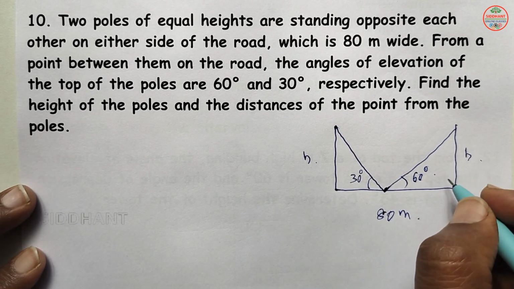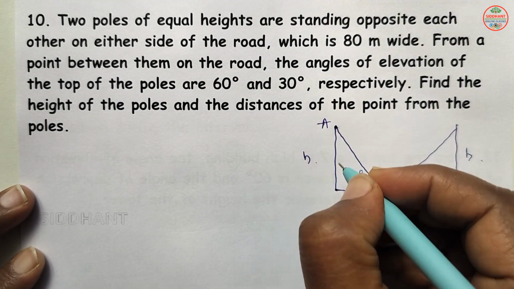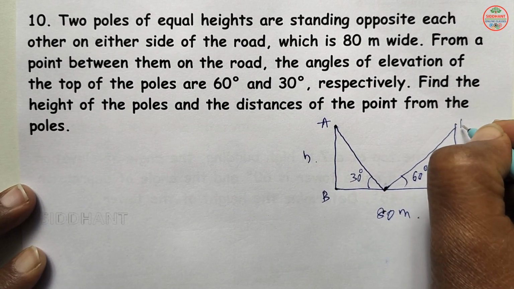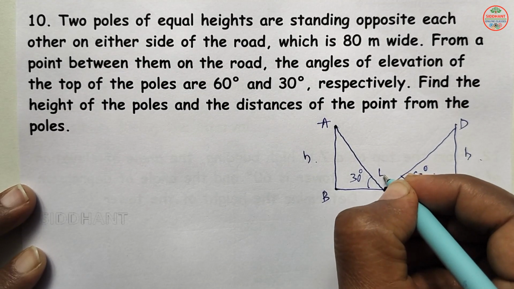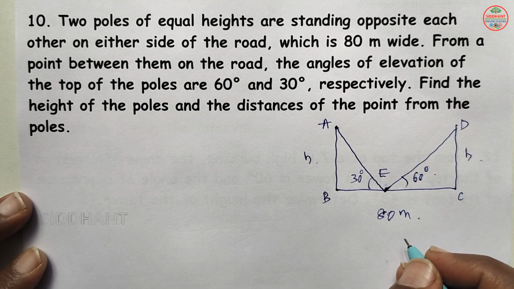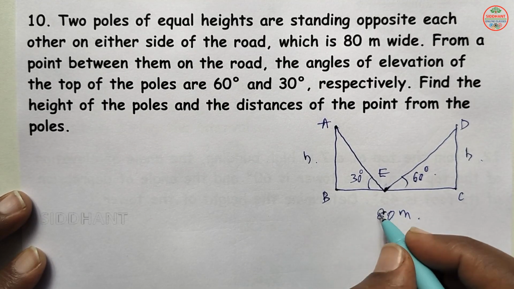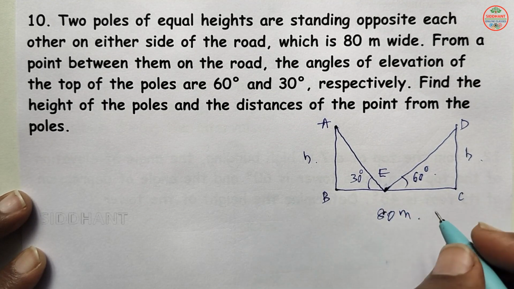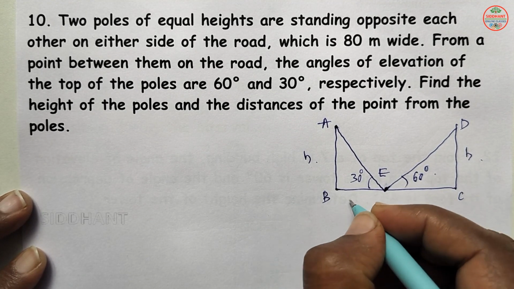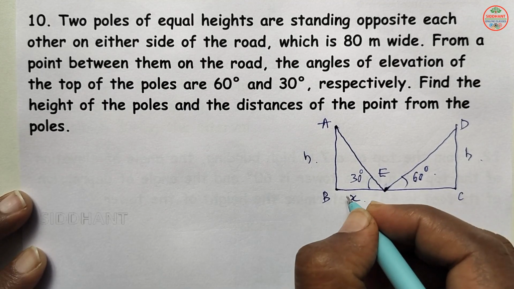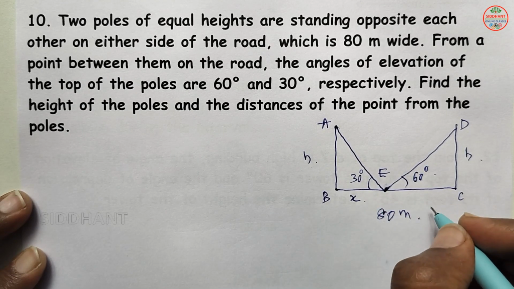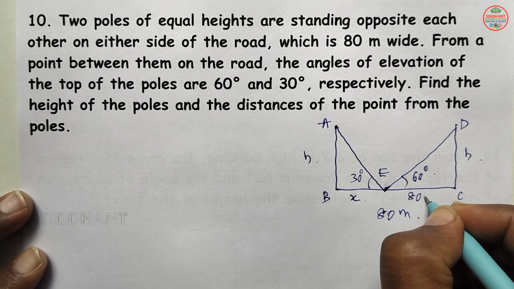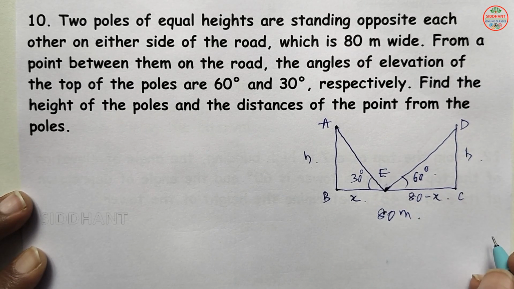Let it be A here, B here, C here, and D here, and let this point be E. Here BC is given, which is 80 meters. Let the distance BE be X. Then the distance EC will be 80 minus X.